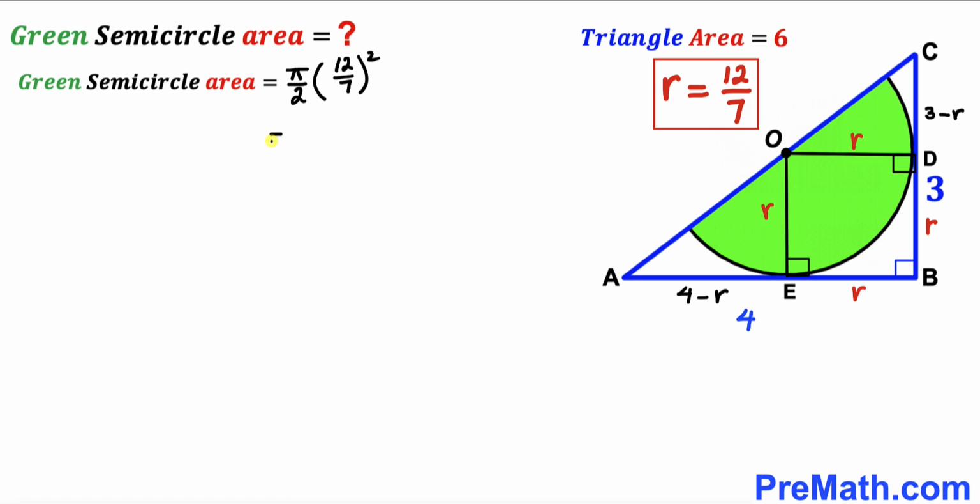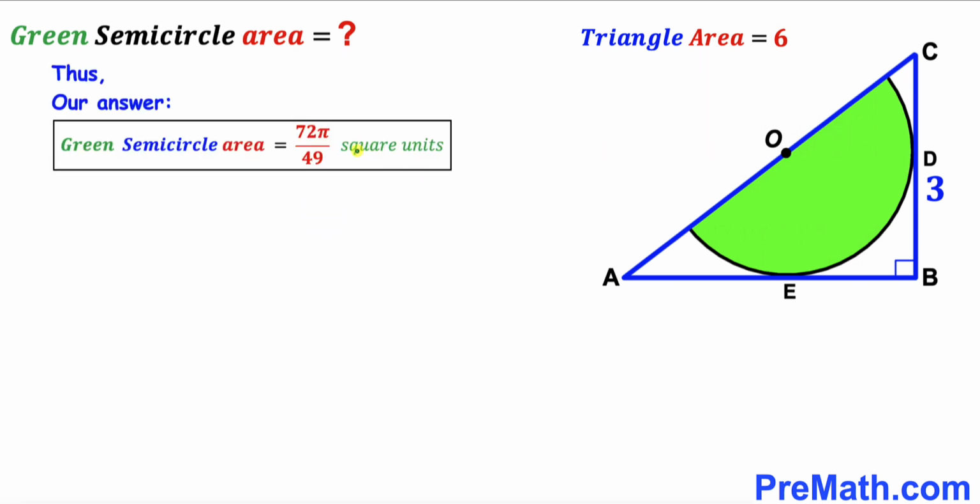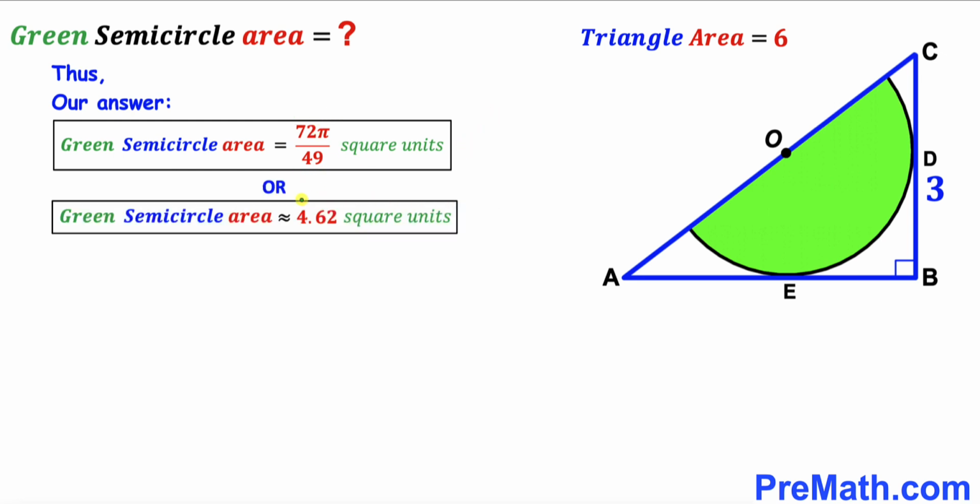Let's simplify this. That is going to give us pi divided by 2 times 144 divided by 49. If we simplify further, that is equal to 72 times pi divided by 49 square units. So after all the calculations and manipulations, the area of this green shaded semicircle turns out to be 72 pi divided by 49 square units, which is approximately equal to 4.62 square units. And that's our final answer.